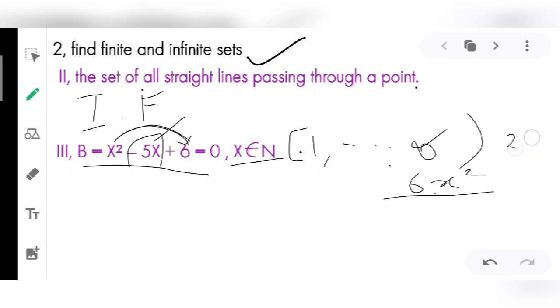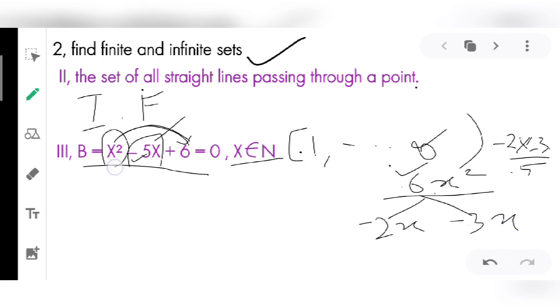How can we get it? 2 into 3 is 6, and when we add these two we get 5, but here we have to get minus 5. So minus 2 into minus 3 we get plus 6, and minus 2 plus minus 3 we get minus 5. So we are taking the factors as minus 2x and minus 3x.